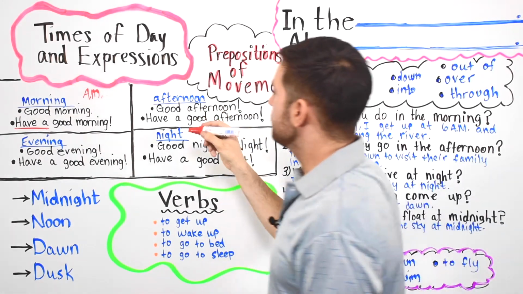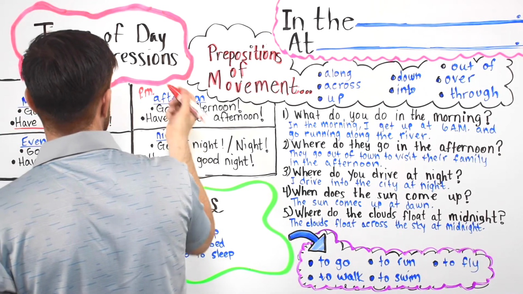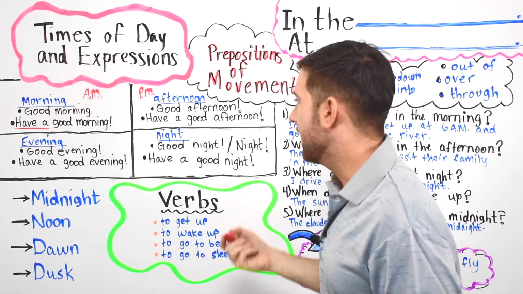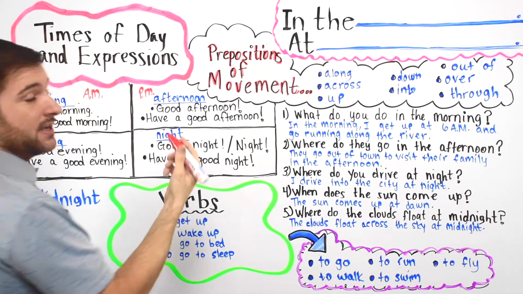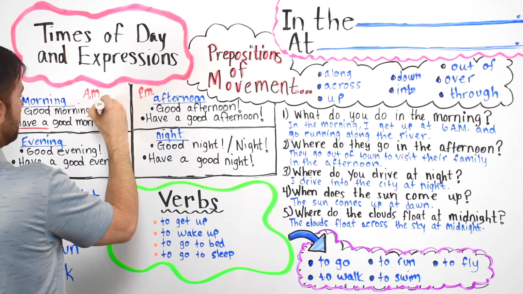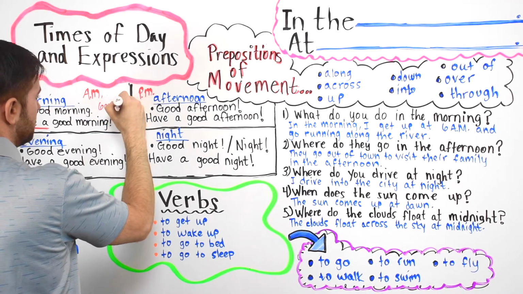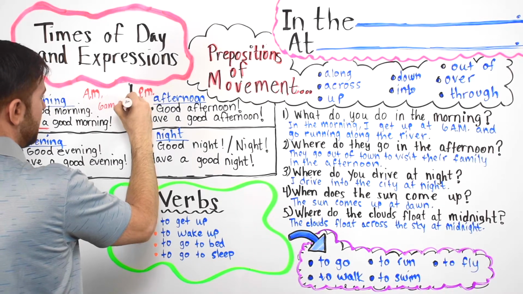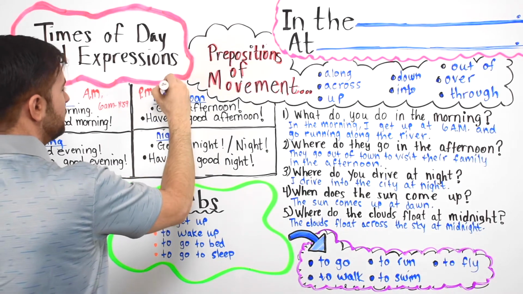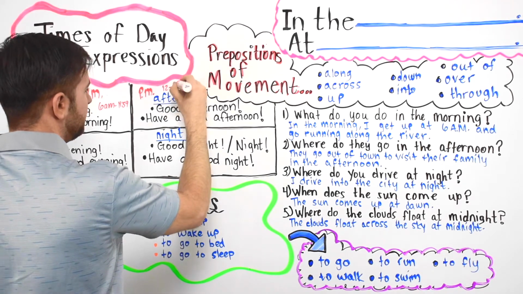Next we have afternoon, and remember afternoon is also the PM. We use PM for the afternoon. So guys, morning would be like 6 a.m. until 11:59 a.m. Okay, and then afternoon starts at 12 and goes till about 5 p.m.